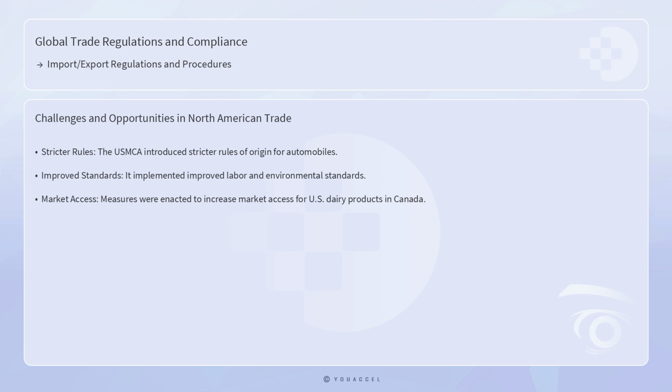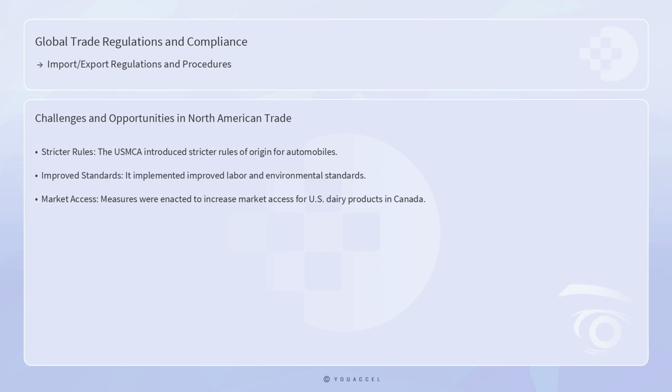To illustrate the challenges and opportunities presented by import and export regulations, consider the example of the United States-Mexico-Canada Agreement, which replaced the North American Free Trade Agreement in 2020. The USMCA introduced significant changes to trade rules in North America, including stricter rules of origin for automobiles, improved labor and environmental standards, and measures to increase market access for U.S. dairy products in Canada. These changes required companies operating in the region to reassess their supply chains, compliance strategies, and market opportunities.